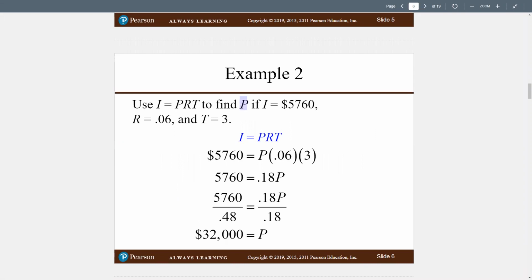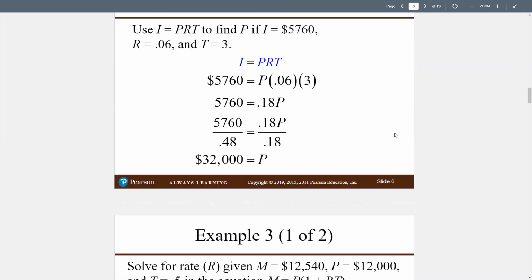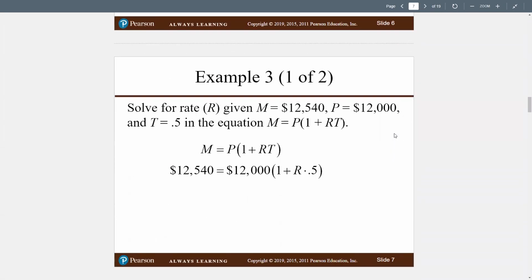Okay, so this one, they went ahead and they actually wanted you to find principal. They chose to go from the original and work backwards. But if you already rewrote the formula, you could just plug it right in. Okay.